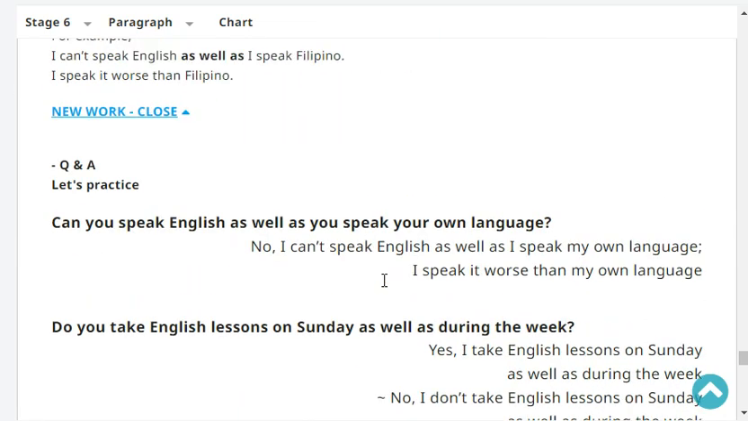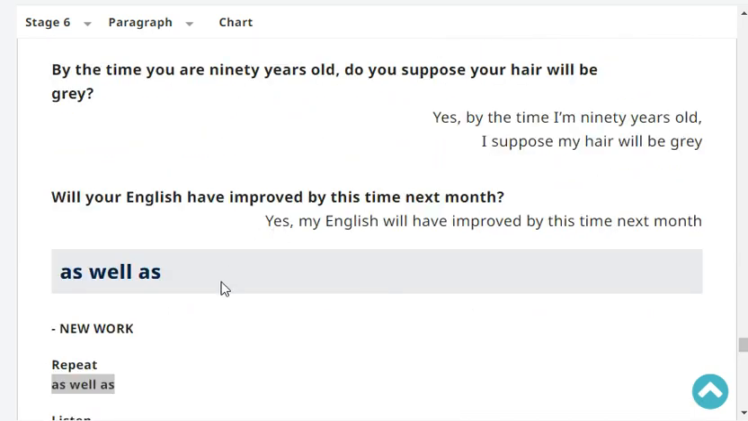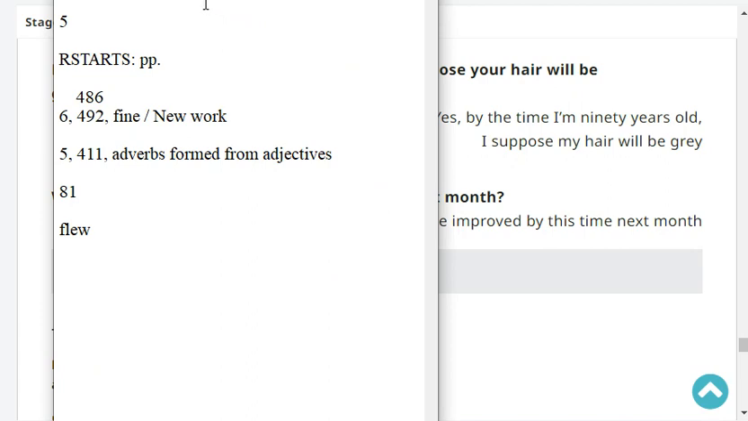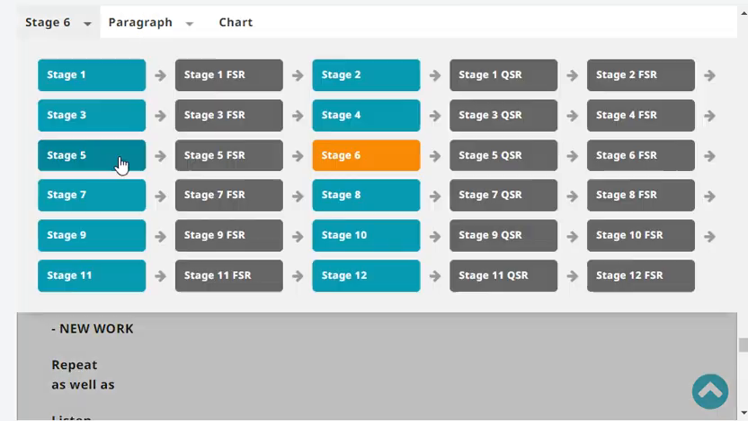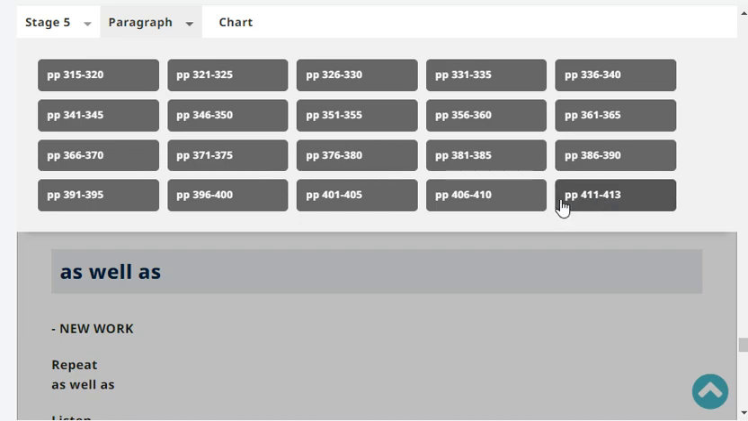Okay, so now let's move on to your reading. Our reading is at stage 5, page 411. The last head word was adverbs formed from adjectives. Okay, start with the head word "flew". What's the past of fly? The past of fly is flew.